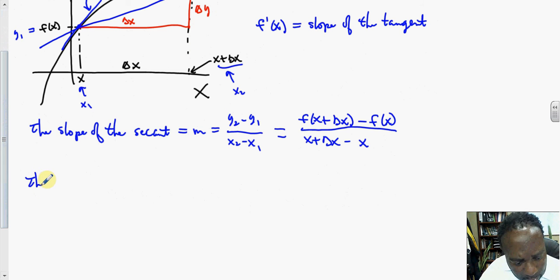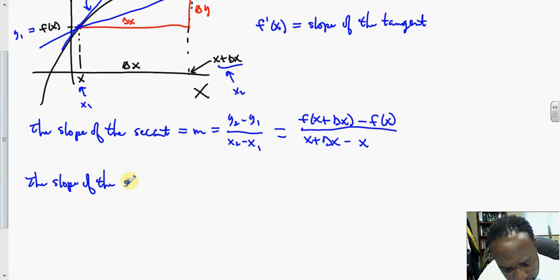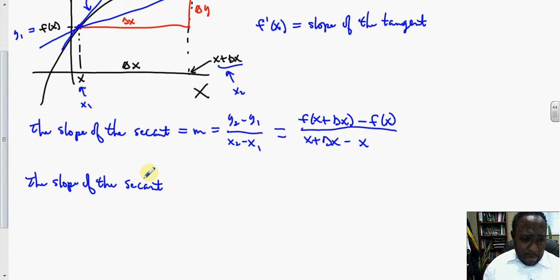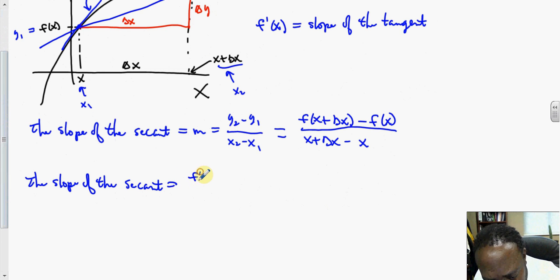So the slope of the secant, I am writing better. It's just this pen and this computer screen just does not like left-handed people from the deep country south.